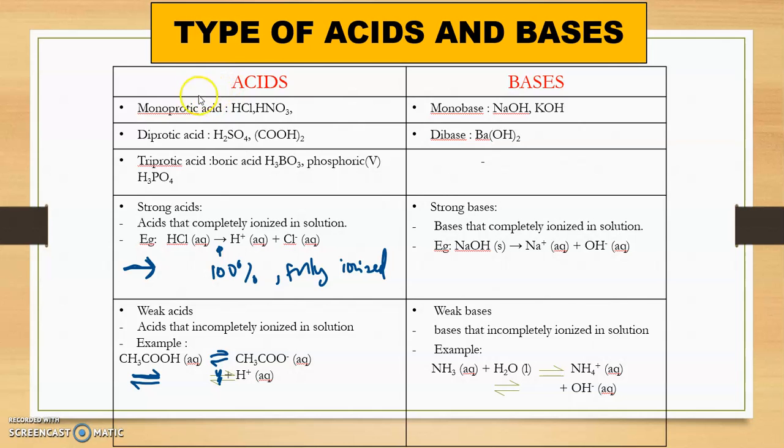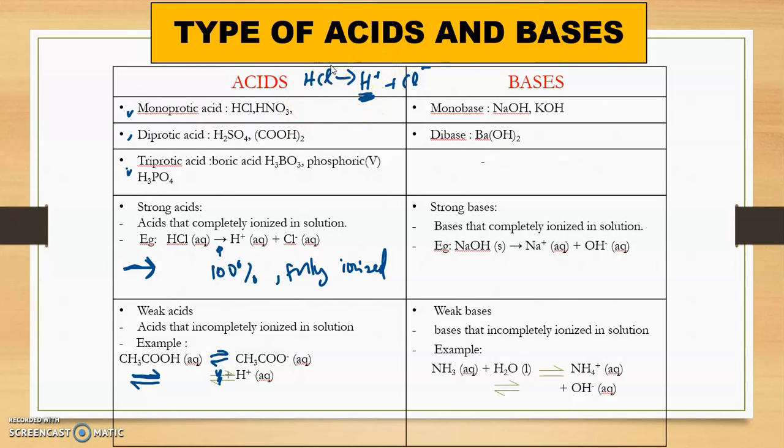So, dalam acid and base, dia ada benda kita panggil monoprotic, diprotic, triprotic untuk acid. And then monobase and dibase untuk base lah. So, monoprotic acid maksud dia apa? Bila dia ionize, contoh HCl ionize, dia akan jadi H plus tambah Cl negatif. Dia menghasilkan satu ion H plus. So, monoprotic. Satu proton sebenarnya.